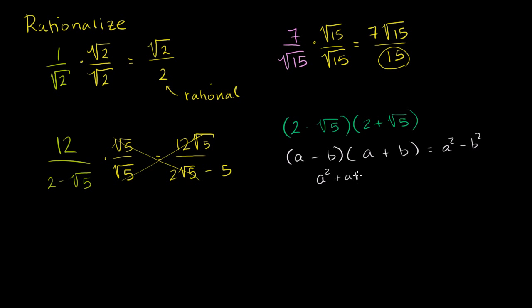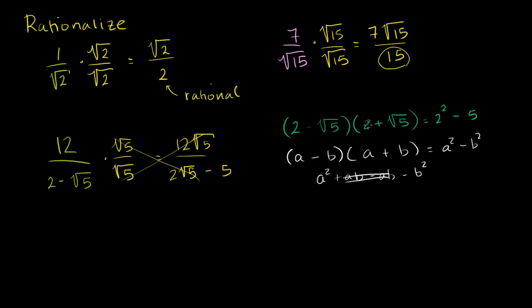A times b, which is ab, minus b times a, which is minus ab, and then negative b times positive b, negative b squared. These cancel out, and you're just left with a squared minus b squared. So 2 minus the square root of 5 times 2 plus the square root of 5 is going to be equal to 2 squared minus the square root of 5 squared, which is just 5. So this would just be equal to 4 minus 5, or negative 1.